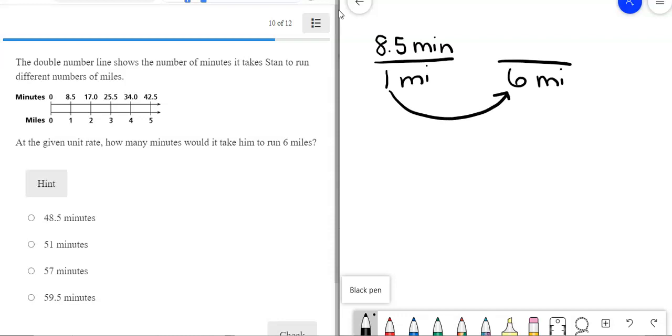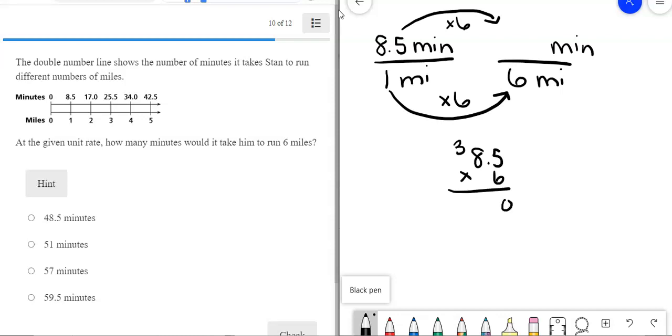So 1 times 6 is 6, and then we're going to take 8.5 and multiply it by 6 to get our minutes on the top. So 8.5 times 6, 5 times 6 is 30, 48, 50, 51. We have one spot after our decimal, so one spot here. So our answer is, it will take 51 minutes to run 6 miles.